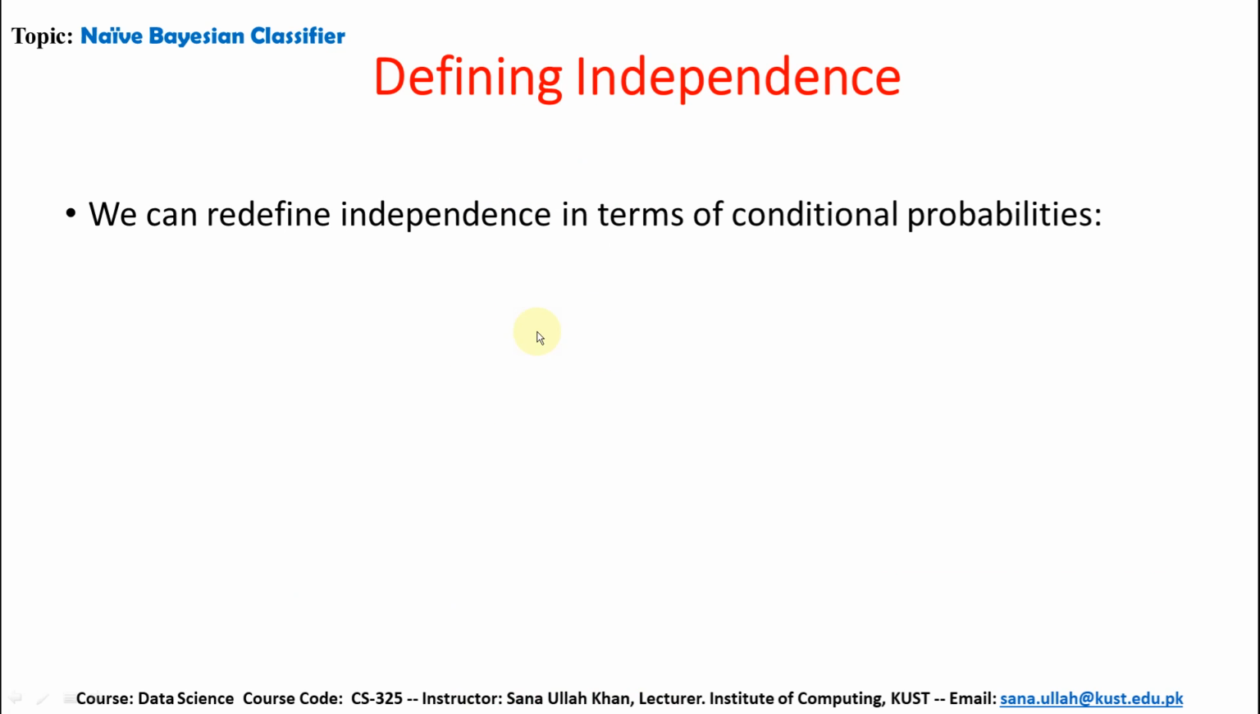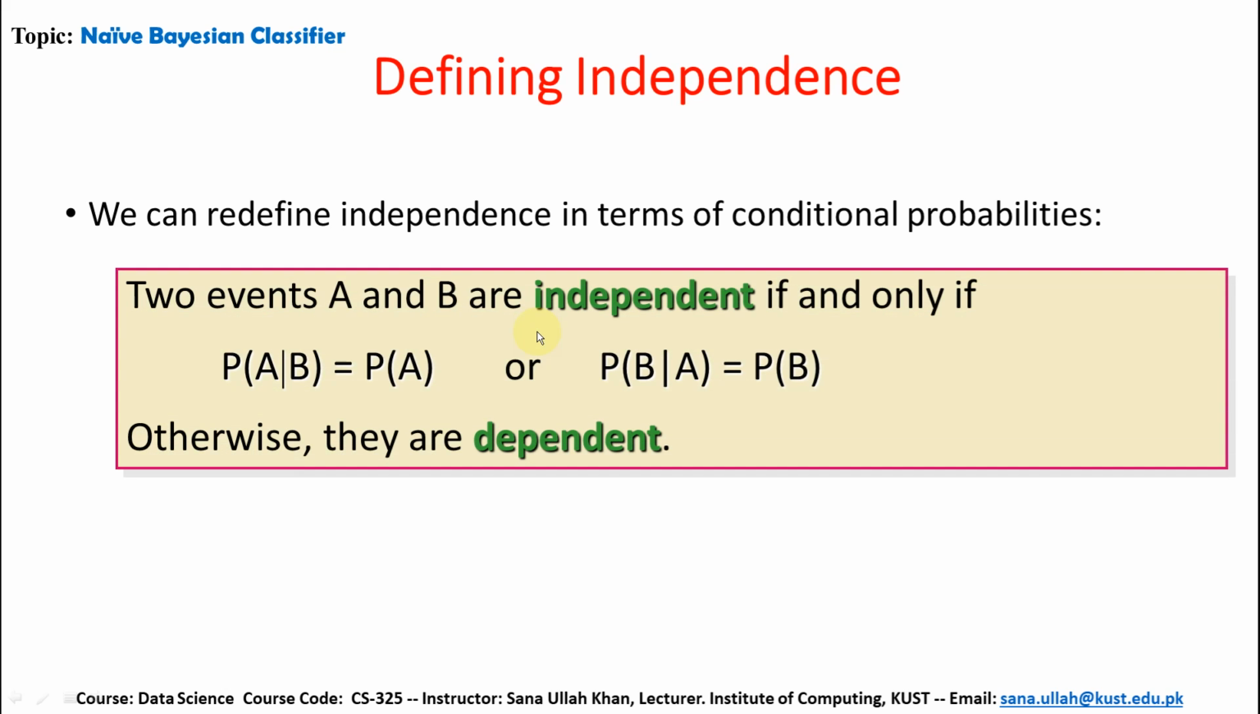We can redefine independence in terms of conditional probability. Two events A and B are independent if and only if the probability of A given B is equal to the probability of A, or the probability of B given A is equal to the probability of B. Otherwise they are dependent.